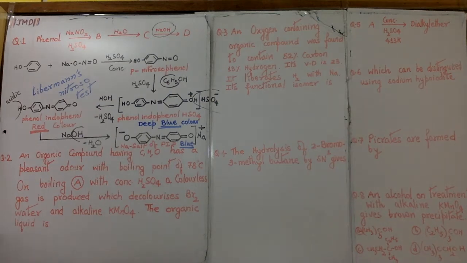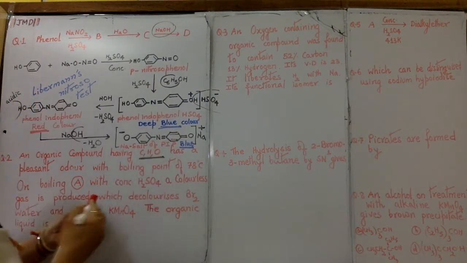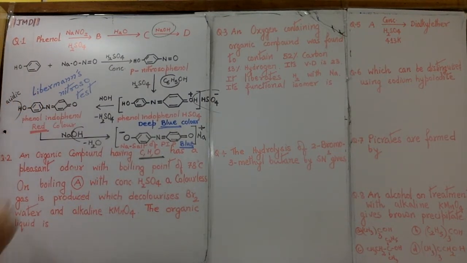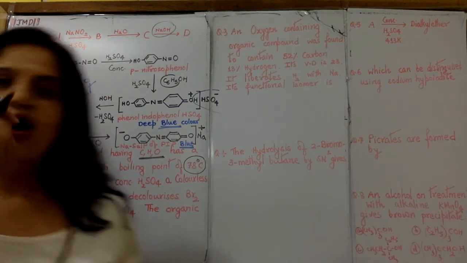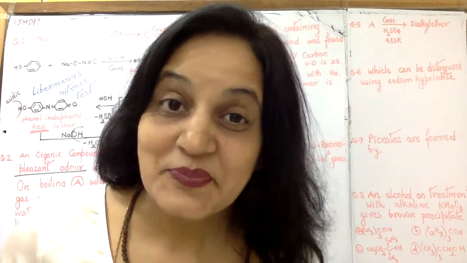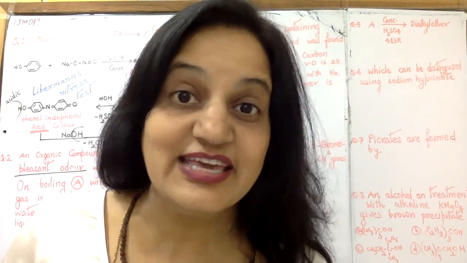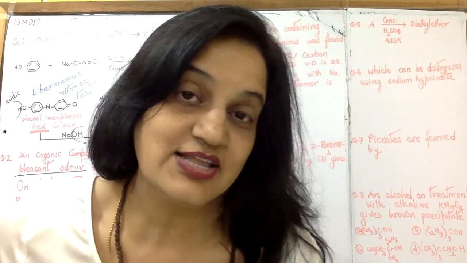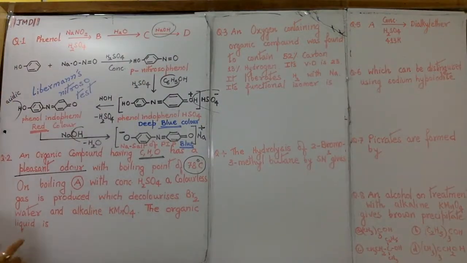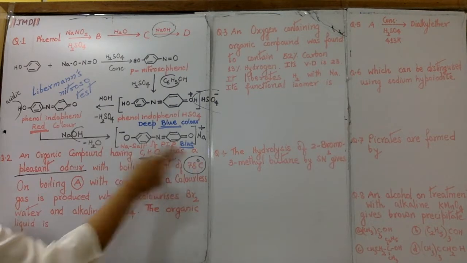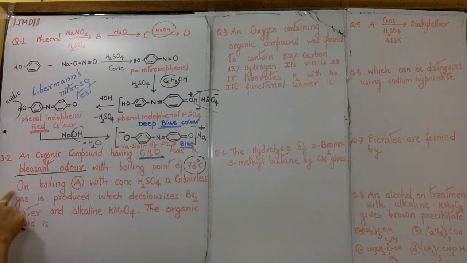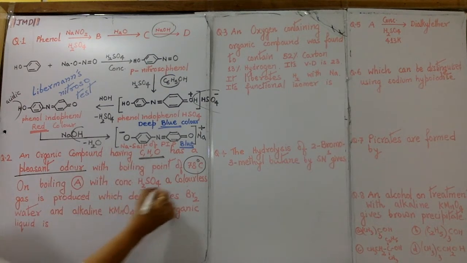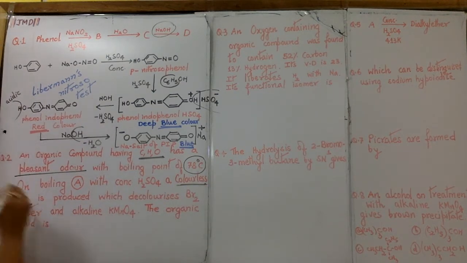Question number 2. An organic compound A having C, H and O has a pleasant odor with boiling point 78 degrees centigrade. I know the boiling point, and so I know the molecule. 78 degrees centigrade is the boiling point of ethyl alcohol, that is ethanol. So maybe this answer is ethanol. No, just wait, let's check first. On boiling A with concentrated H2SO4, it gives a colorless gas. Yeah, this is another hint.